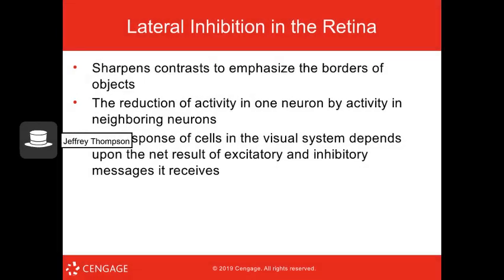So let's talk real quickly about lateral inhibition in the retina. What this does is it sharpens contrast to emphasize the borders of objects, right? So you have this square, right? There's this contrast between the blue and the white, and so you can see this as a separate object, right? And if it had a little bit of a shadow to it, then you would see, oh yeah, that's definitely popping from the background, right?